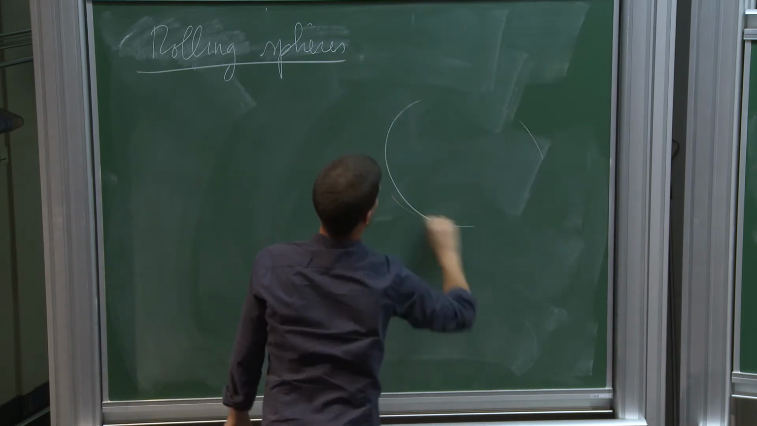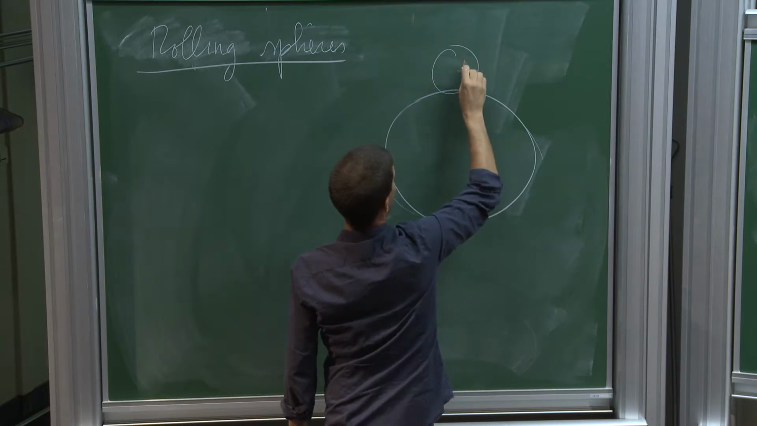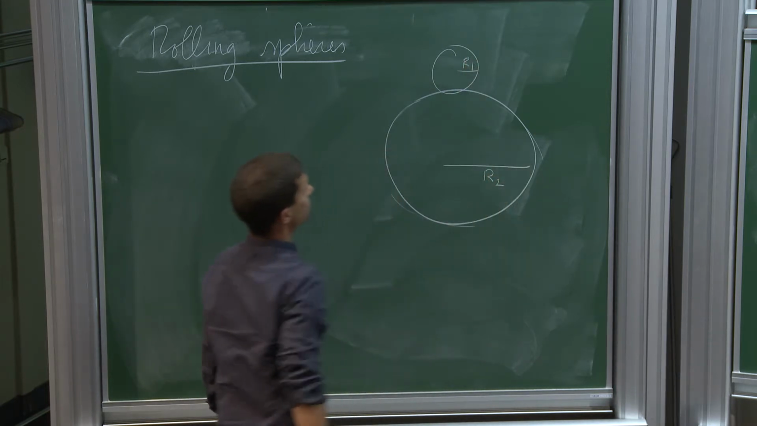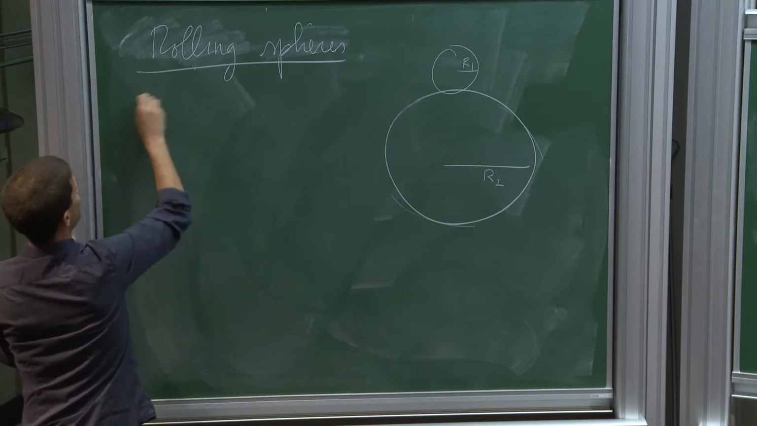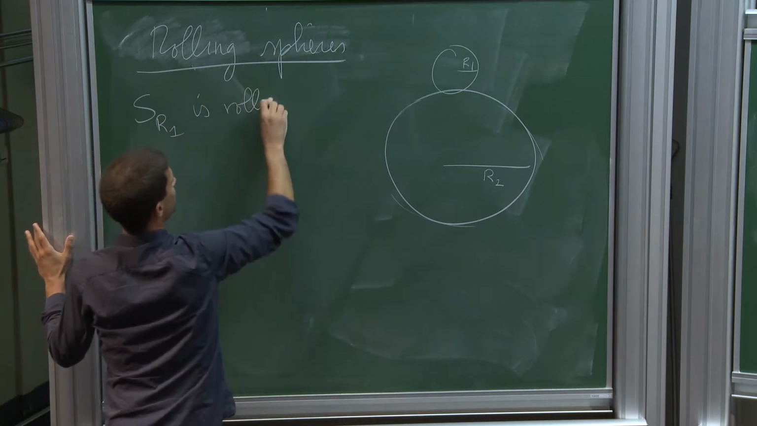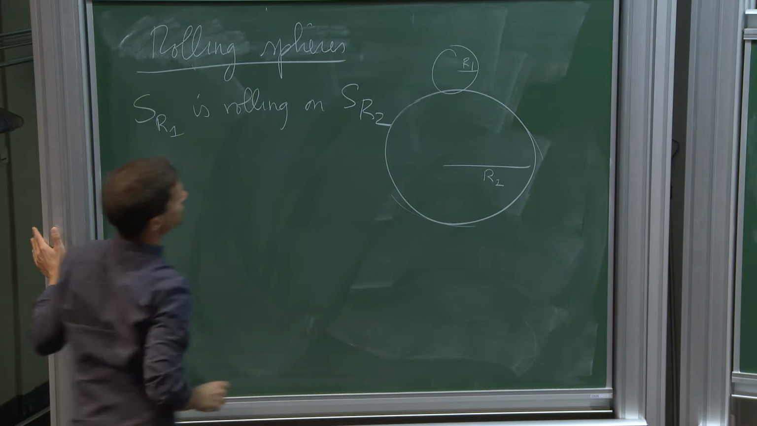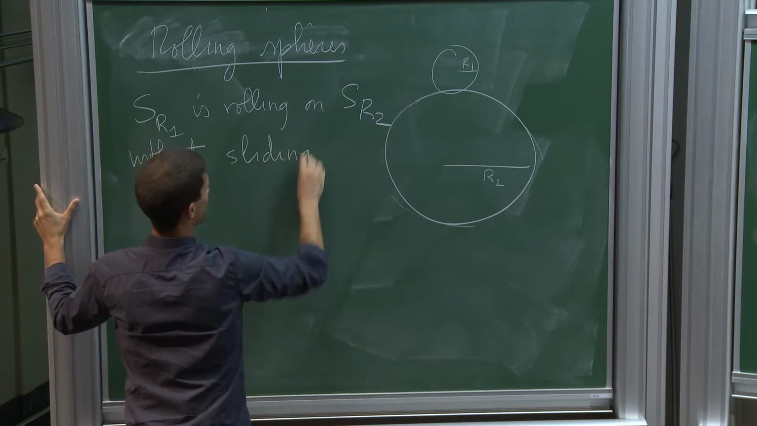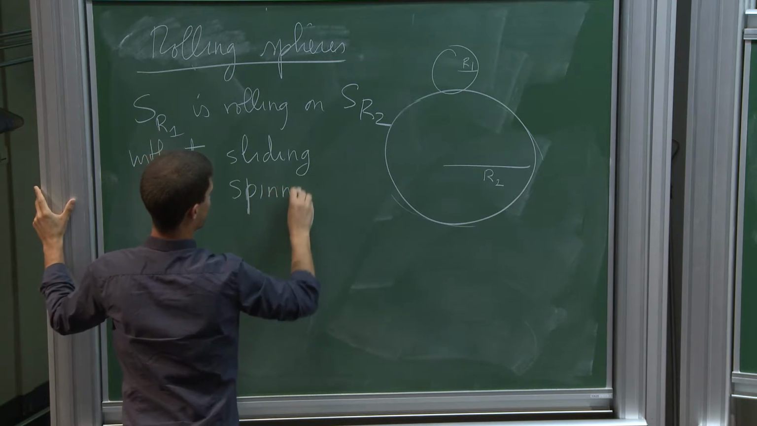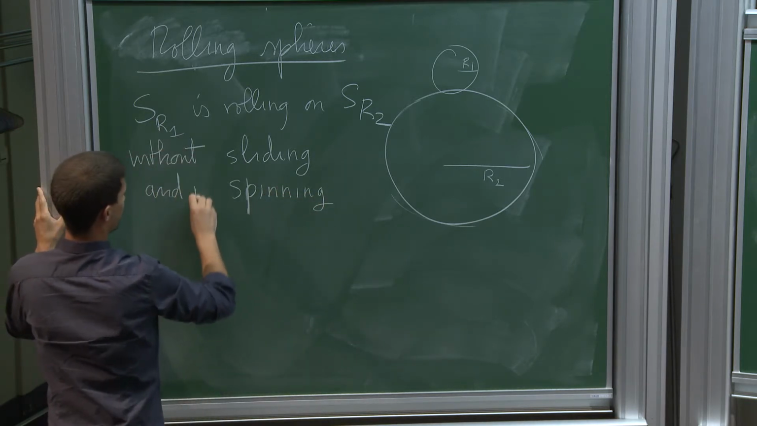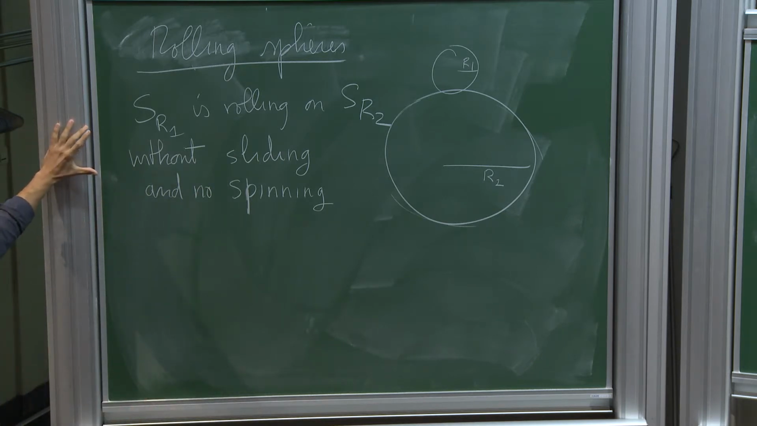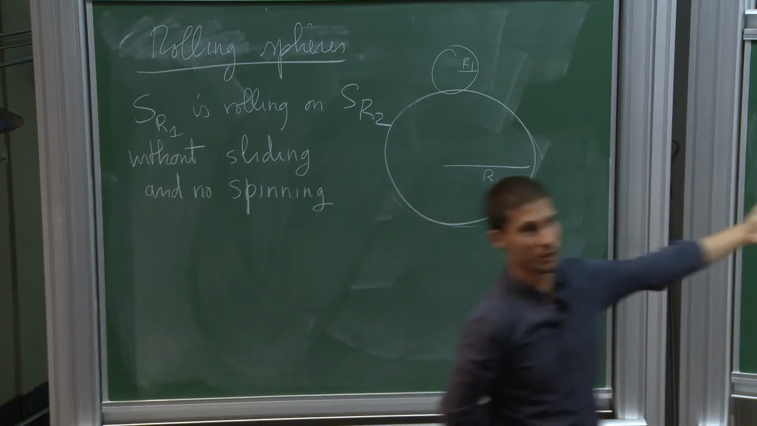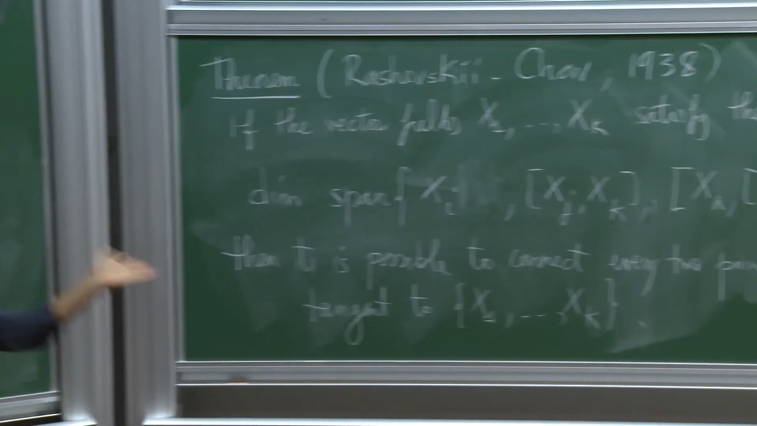So we had this situation, a first sphere and the second one. The first one we call R1, the second one we call R2, and the first one is rolling. So the sphere S_R1 is rolling on the sphere of radius R2 without sliding and spinning. Okay, so I will not do the computations because otherwise my time will be over very quickly, but I will just give you the idea on how to use this theorem to prove in which cases it works or it doesn't work.